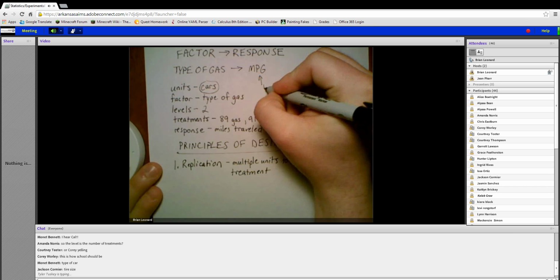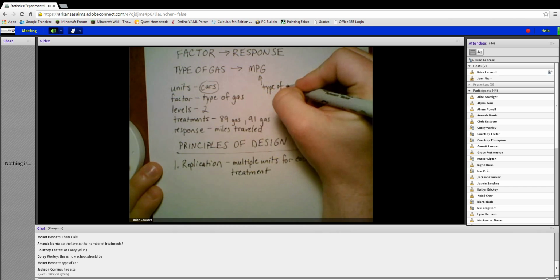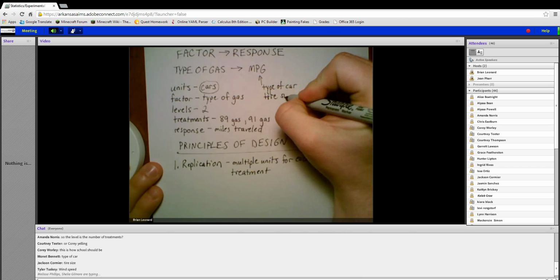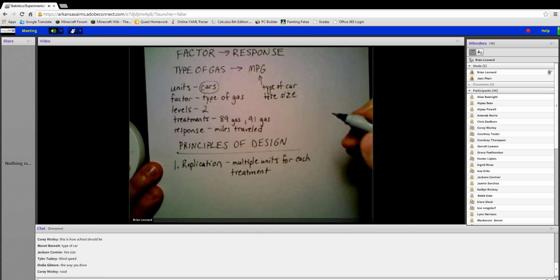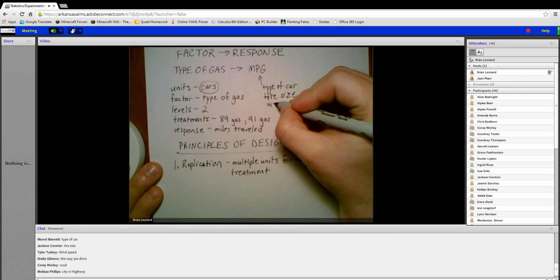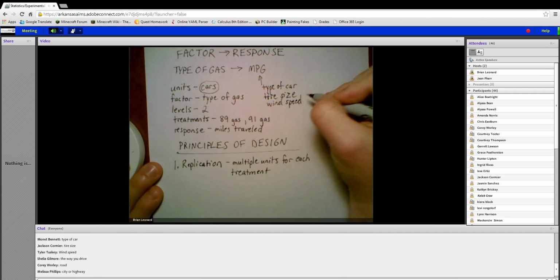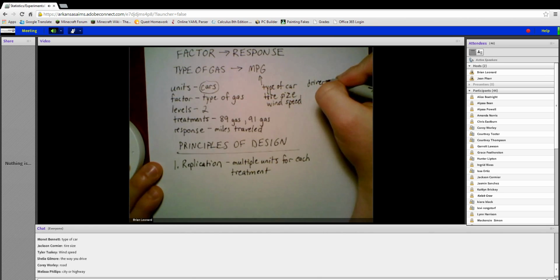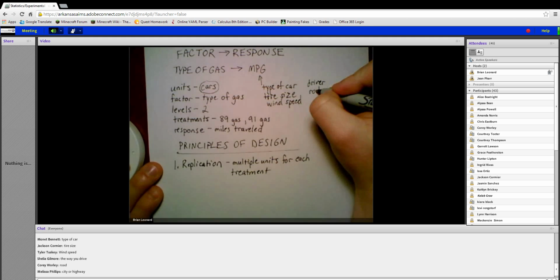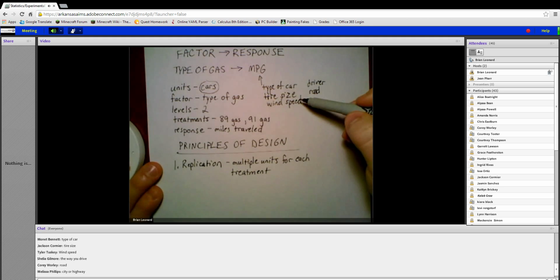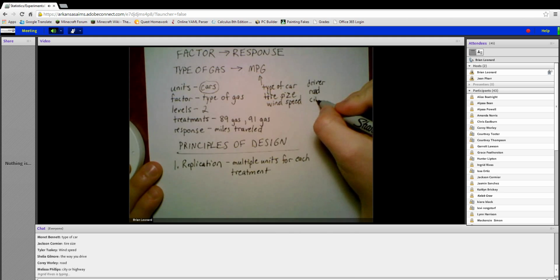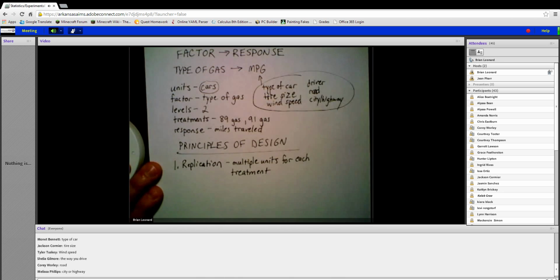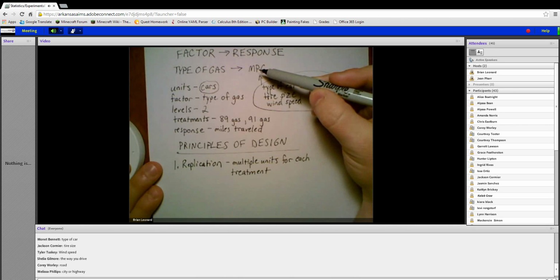Type of car, I saw that from Monet. Type of car, love that. I saw tire size from Jackson. Tire size, love that. What else? Ooh, wind speed from Tyler, love that. Wind speed. Okay, and what do I got? Ooh, the way you drive. So let's say the driver. Then the road. City versus highway, I love that. Bottom line is, there's a lot of stuff out there that can affect mileage.